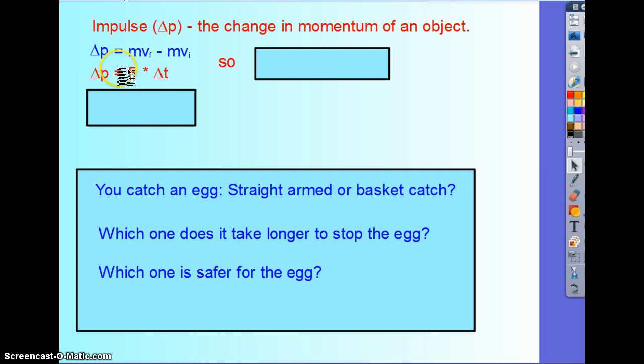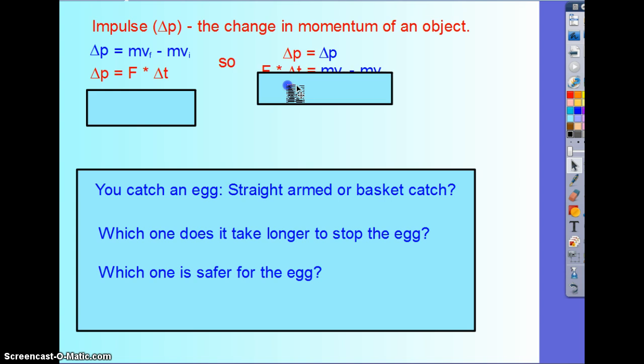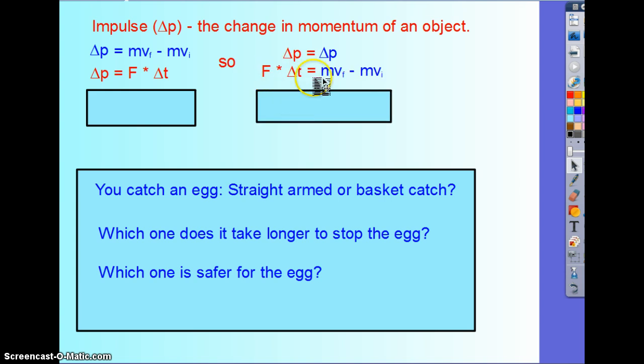And if you do a little bit of relating equations together, you can see the blue and the red are equal to one another. So you can write it like this: force times time equals MVF minus MVI. So what does this mean? Force times time equals change in momentum.